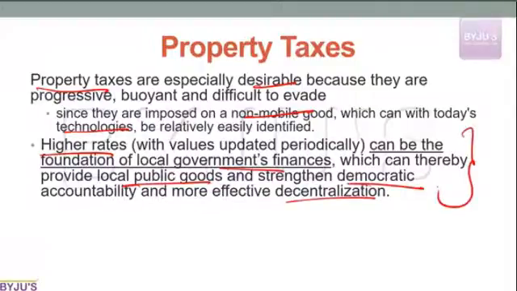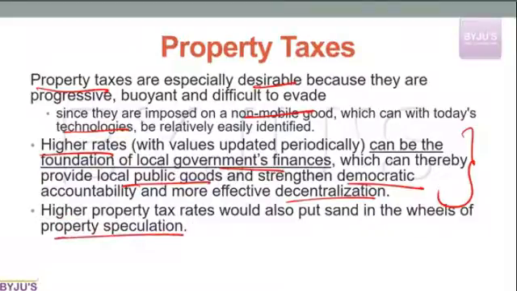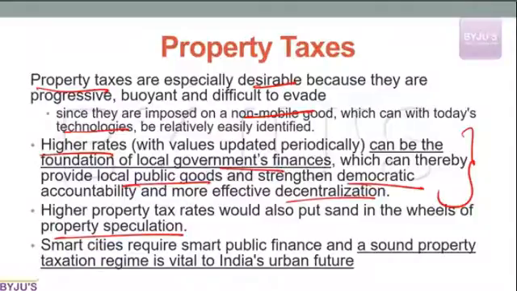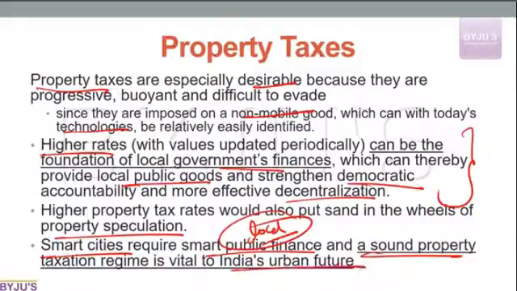So these benefits mean that property taxes will help people participate more in local government. Also, property speculation will come down, so unnecessary bubbles etc. will not happen. And smart cities is a big focus area of government. So the Economic Survey brings a smart cities aspect into this, which requires smart public finance, but smart local public finance. It has to be at a local level also. A sound property taxation regime will allow public finance and will help India's urban future. So India's cities can really start investing in these areas with a proper property taxation regime. So this is where the Economic Survey closes this particular chapter.